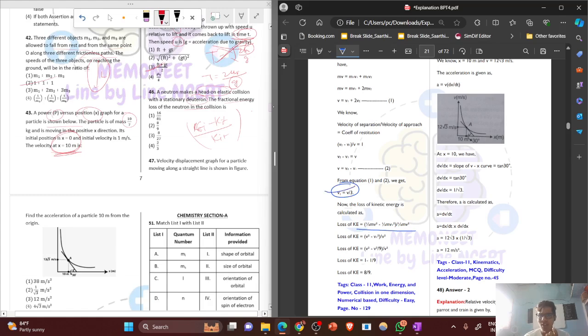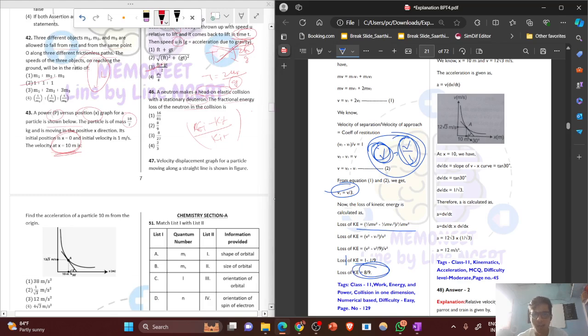You know the initial velocity is v, final velocity is v by 3. You can get the initial kinetic energy, you can get the final kinetic energy, do the calculations and get the value, which is equal to 8 by 9. This is the fraction. If you ask for percentage, then 8 by 9 into 100 will be the answer. So option number second is the correct answer.